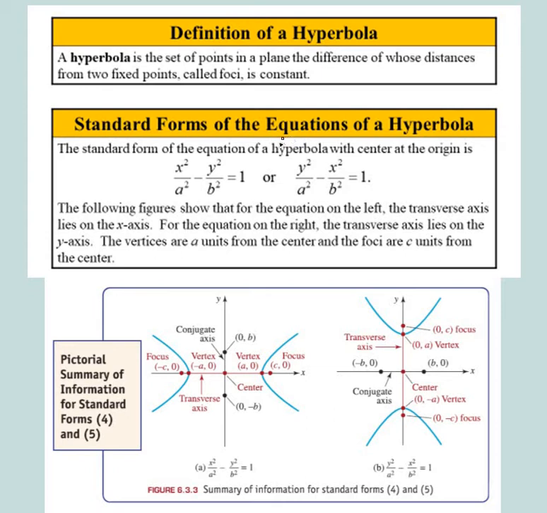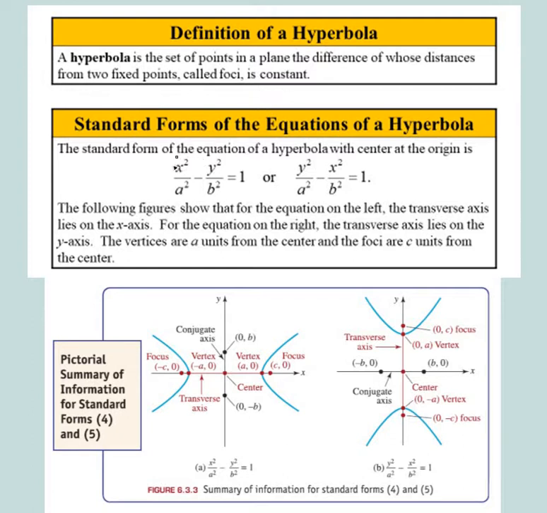Guys, now here we go to discuss the hyperbola. And here's the definition of hyperbola. A hyperbola is a set of points in a plane. The difference of those distances from fixed points called foci is constant.